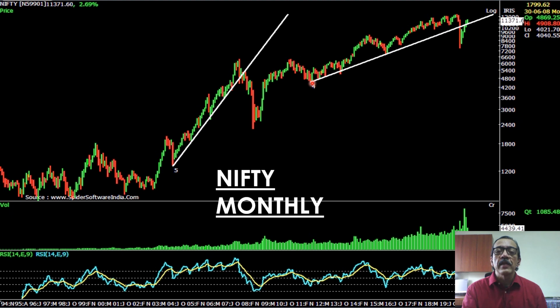This is the 2011 bottom. This is the post-Modi rally, and so we've seen this kind of move. Clearly, when you see it in the form of a log chart, you can see that the rate of price change here has been huge compared to the rate of price change here, and therefore this was a far better bull market than the bull market that we are currently seeing. And yet, this trend line has got broken, and now it has come back inside the trend line.